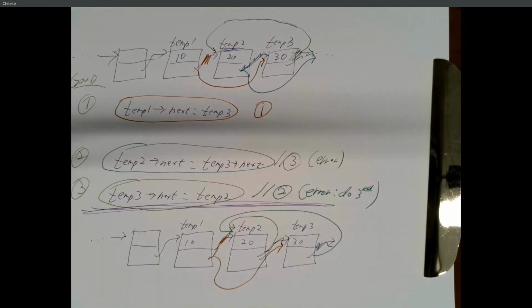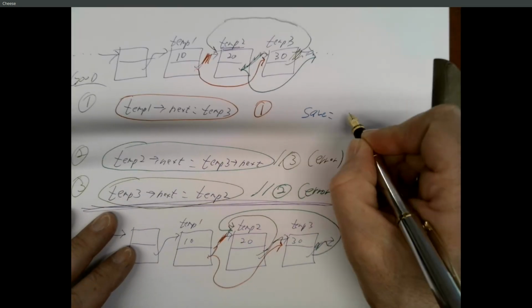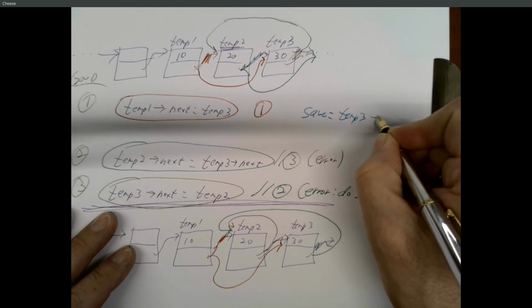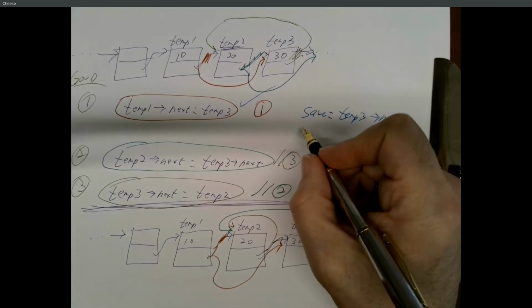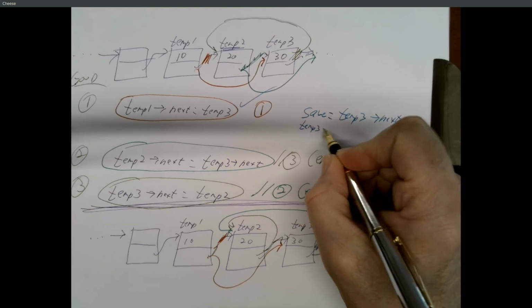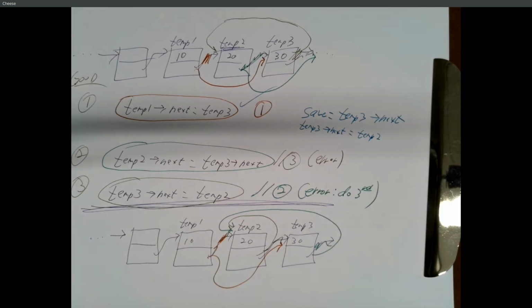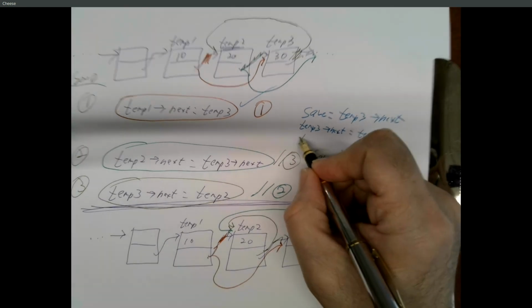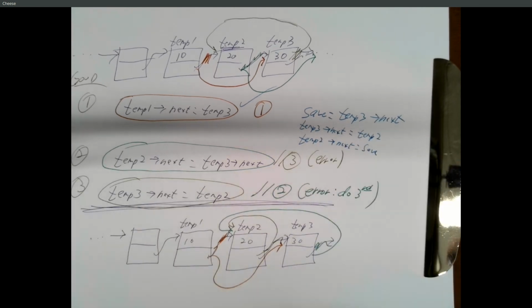Let me mention one other thing in here. Suppose I said something like save equals temp 3 arrow next. The first one's straightforward. I do save equals temp 3 arrow next, and then I do temp 3 arrow next equals temp 2. And then I could do temp 2 arrow next equals save.